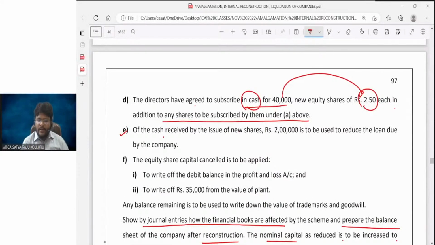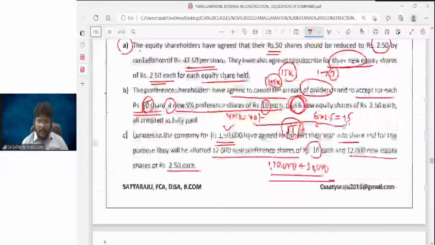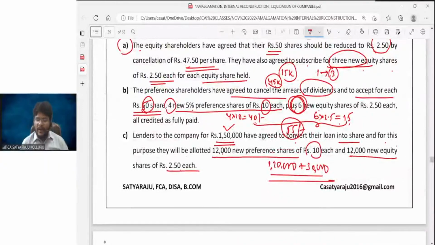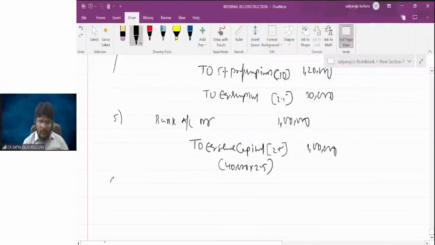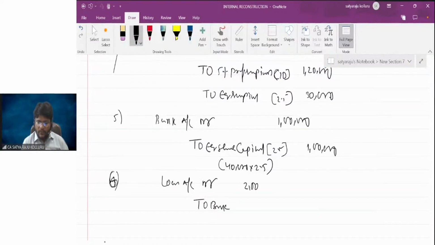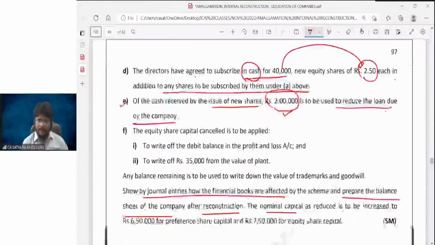Of the cash received by the issue of new shares, 2 lakh is to be used to reduce the loan due by the company. So for certain loan, we issued equity and preference shares. And for the other portion, we are paying 2 lakhs. Again, the entry is loan to bank. Loan to bank. How much loan are you repaying? 2 lakhs amount of loan you are repaying, right?